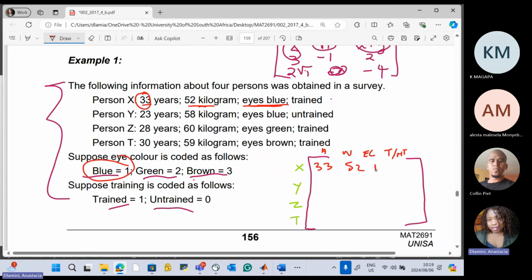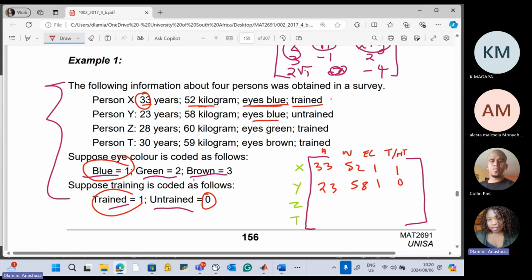Blue is for 1, and then the person is trained, so meaning that this will be 1 as well. We do the same for Y, which is then 23, 58. Person has blue eyes, we know that's 1, and then the person is untrained and coded at 0.